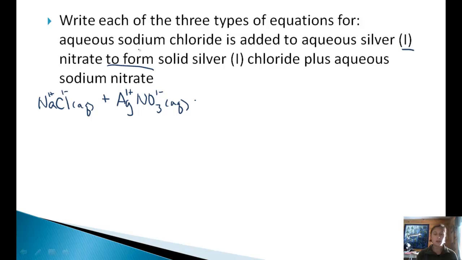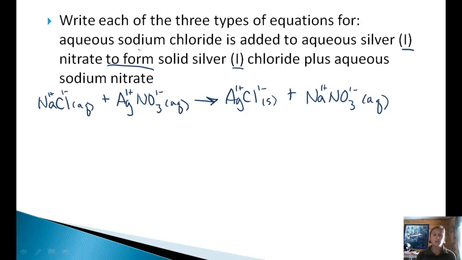To form, so I know I want to draw my arrow, solid silver 1 chloride. So silver, again, this Roman numeral tells me it's a 1 plus. Chlorine I know is a 1 minus, but this time it's a solid. Plus aqueous sodium nitrate. Sodium is a 1 plus. Nitrate is a 1 minus, and it's aqueous.